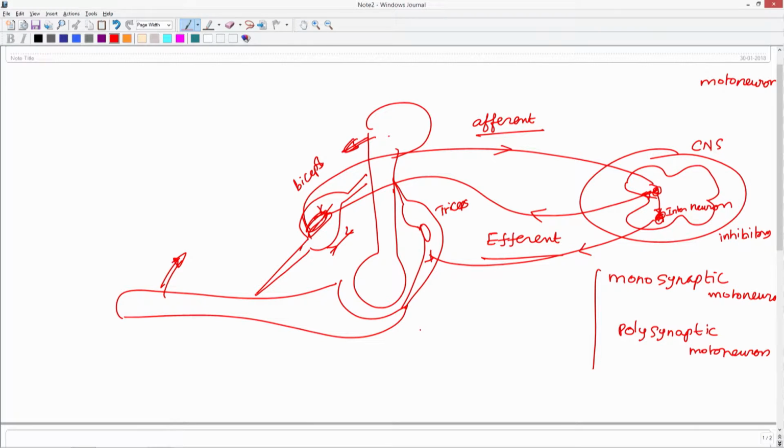It is called the intrafusal muscles. The muscle is usually called the intrafusal muscle, intrafusal muscles and extrafusal muscles.